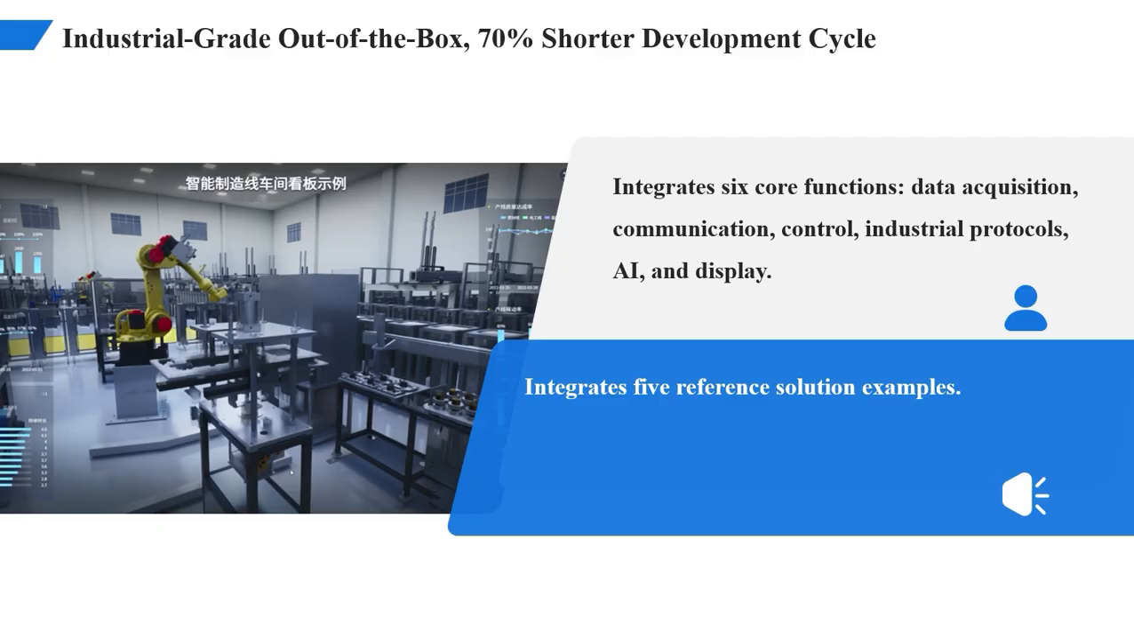Those solutions are what we call industrial grade out of the box. By eliminating the integration effort that traditionally consumes the majority of the project timeline, we reduce the overall development cycle by 70%. Your team can focus on your application logic instead of wasting time with drivers, protocols, and system integration.